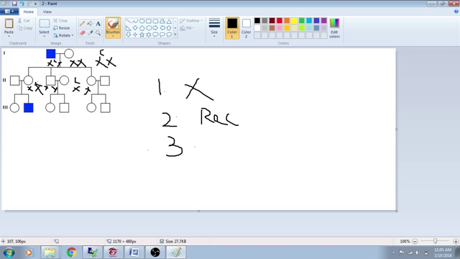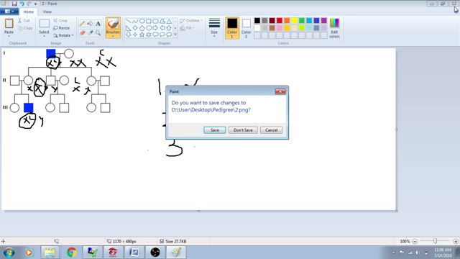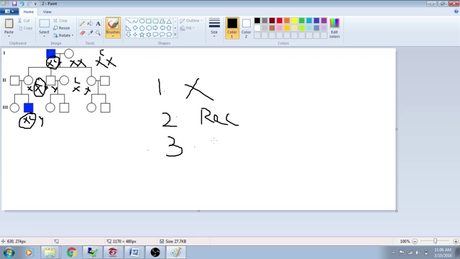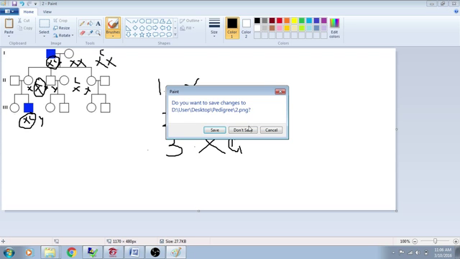Now this affected X chromosome will be passed on to the grandson. That means he will get affected. So this is a clear-cut example of crisscross inheritance. The affected X chromosome from the father is passed on to the daughter, and then it is passed on to the grandson. That means it is an X-linked recessive disorder. Now we'll move on to the next example.